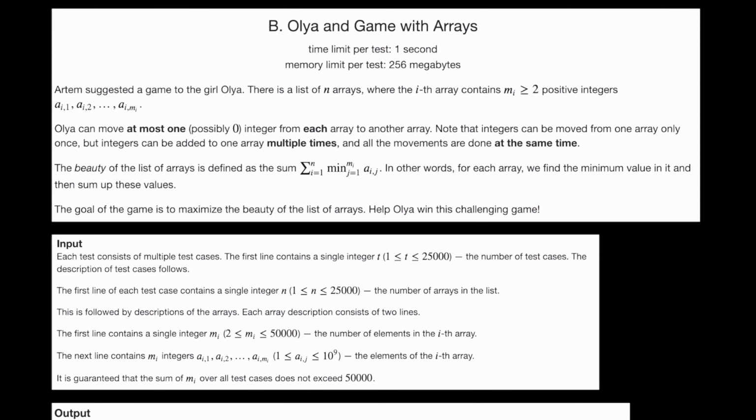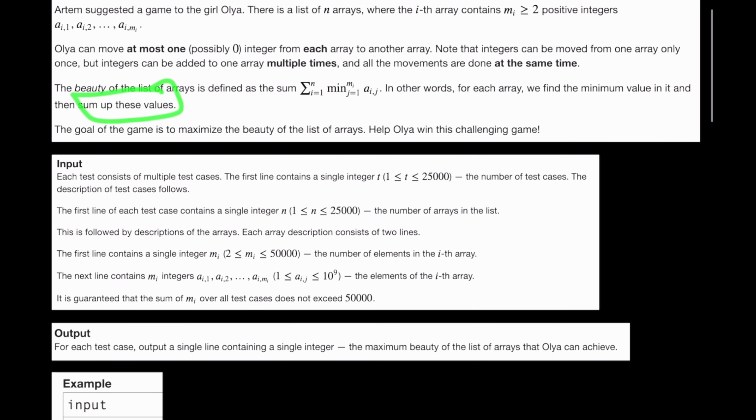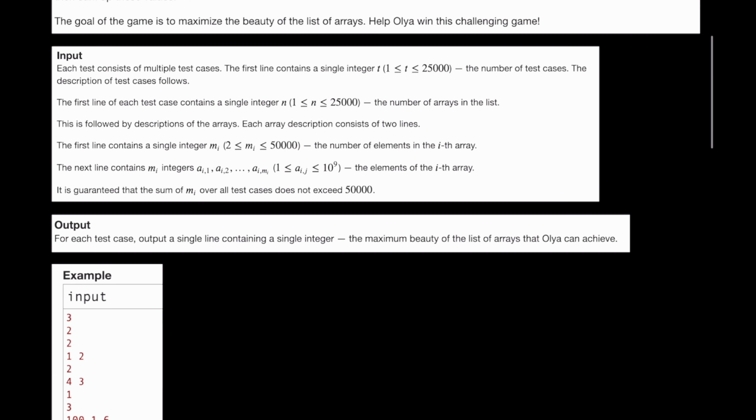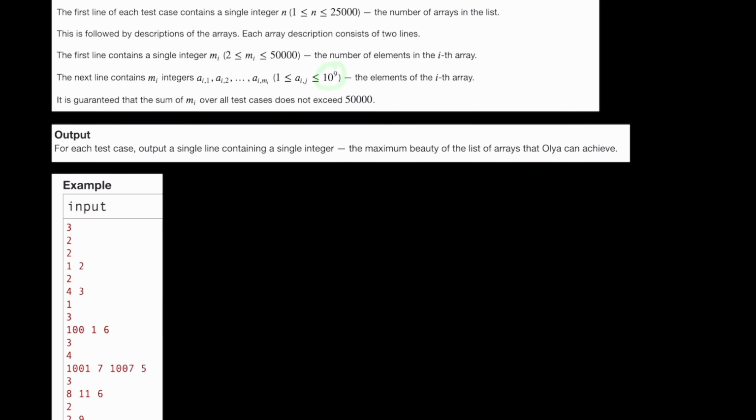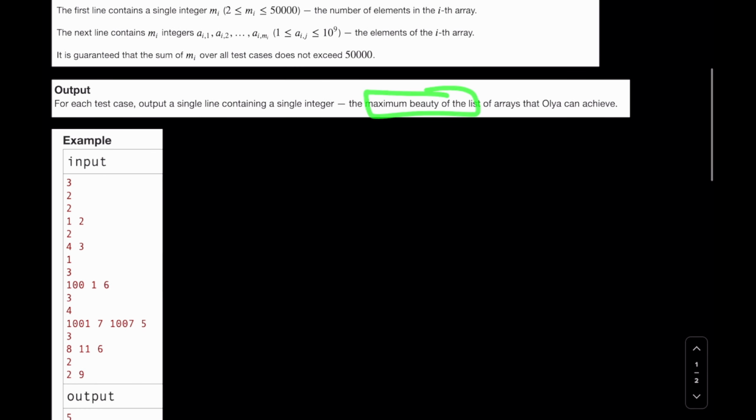The beauty of the list of the arrays is defined as the sum of the minimum element of each array. That is, in other words, for each array we find the minimum value in it and sum these values. The goal of the game is to maximize the beauty of the list of the arrays. Help Olya win this challenging game. So the value of n can be up to 25,000, and each array can contain at most 50,000 elements, and each element can be up to 10^9. And we need to output the maximum beauty of the list of the arrays.